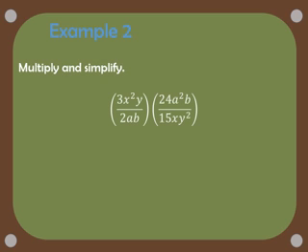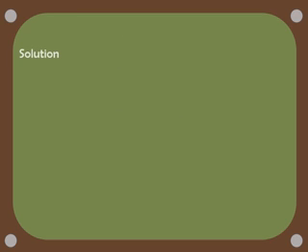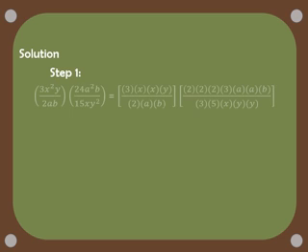So next example, multiply and simplify 3x squared y over 2ab multiplied by 24a squared b over 15xy squared. Our solution would be step 1. Factor out the numerators and denominators. So the factors in the numerators are 3 times x times x times y over 2ab multiplied by 2 times 2 times 2 times 3 times a times a times b, all over 3 times 5 times x times y times y.